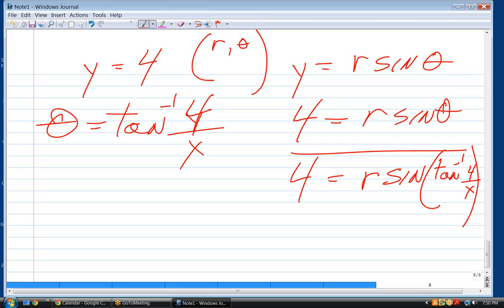The answer is... one sec, I lost the question number. 35. R equals 4 cosecant theta. That's what r is equal to? Yeah. In other words, don't we need an r and a theta?